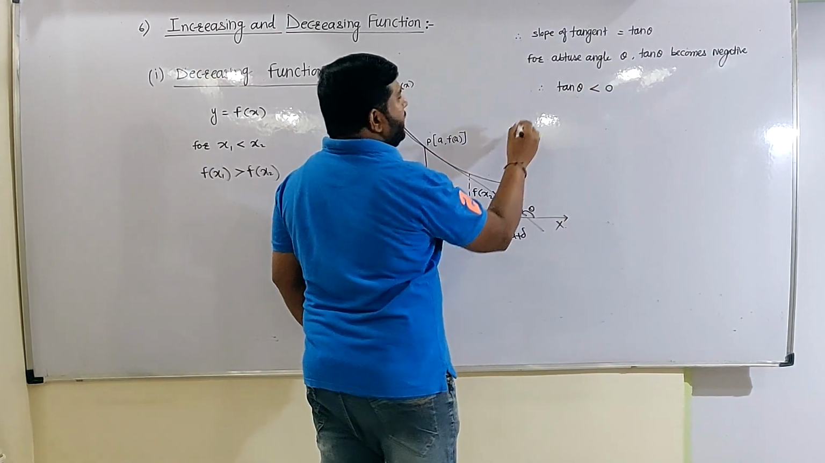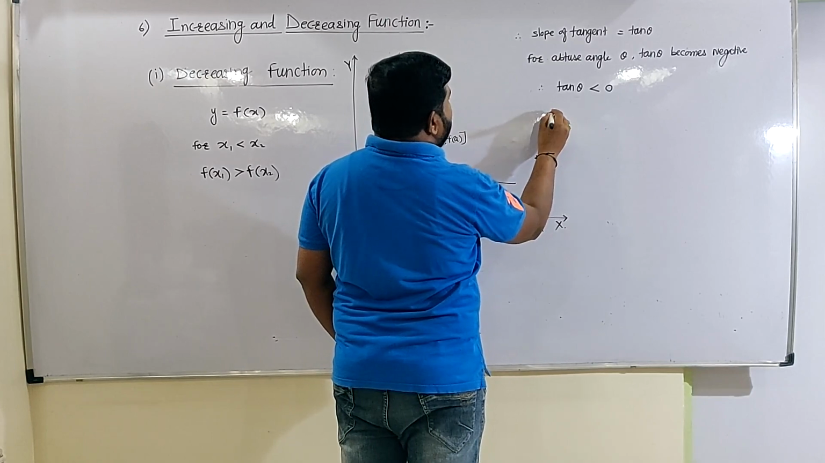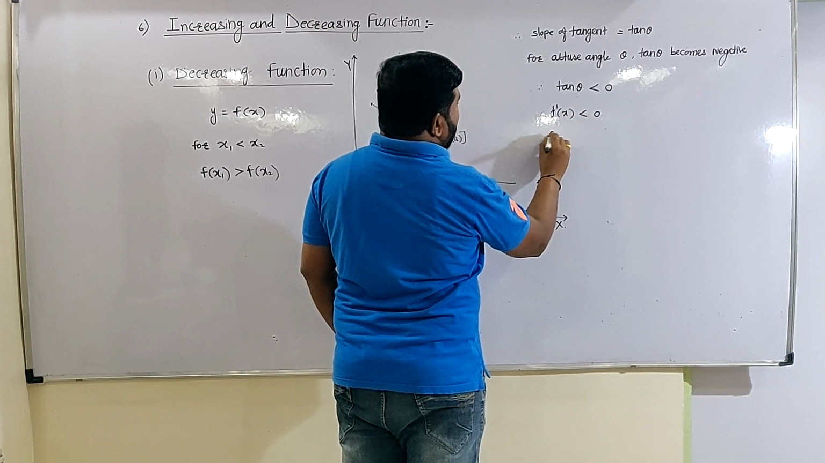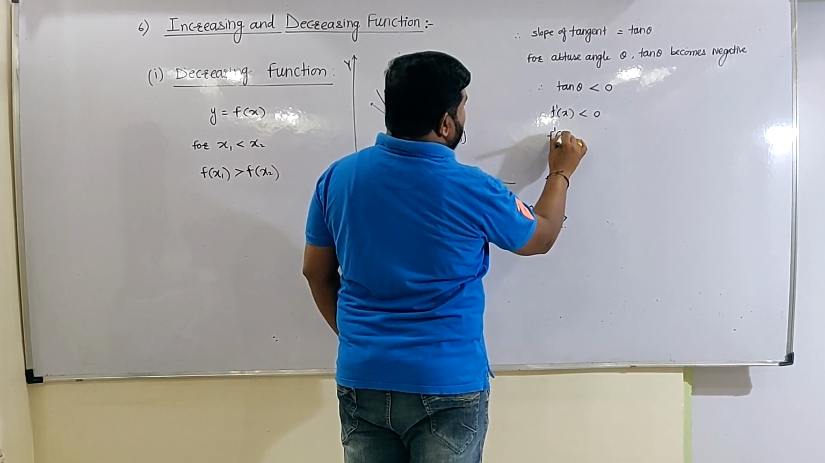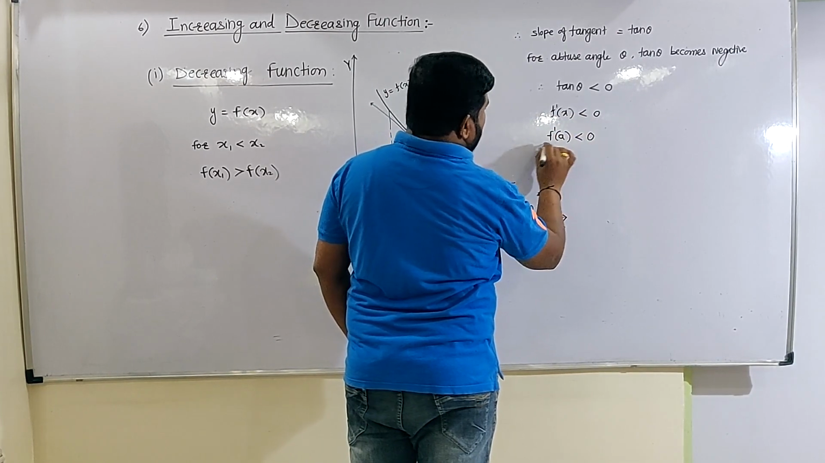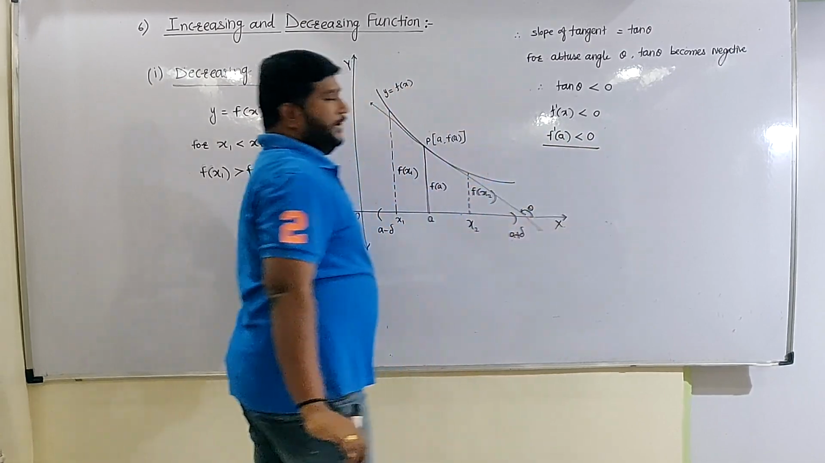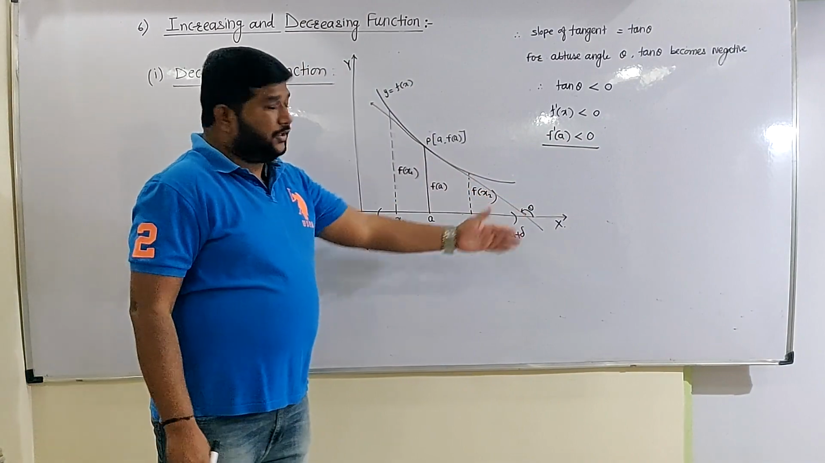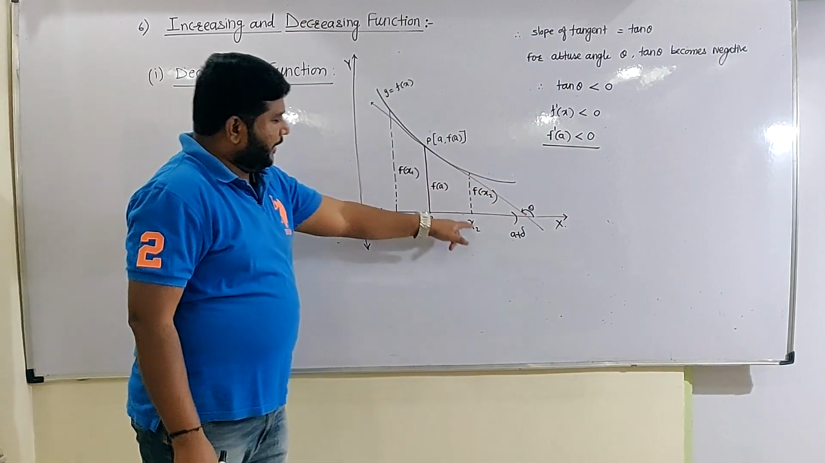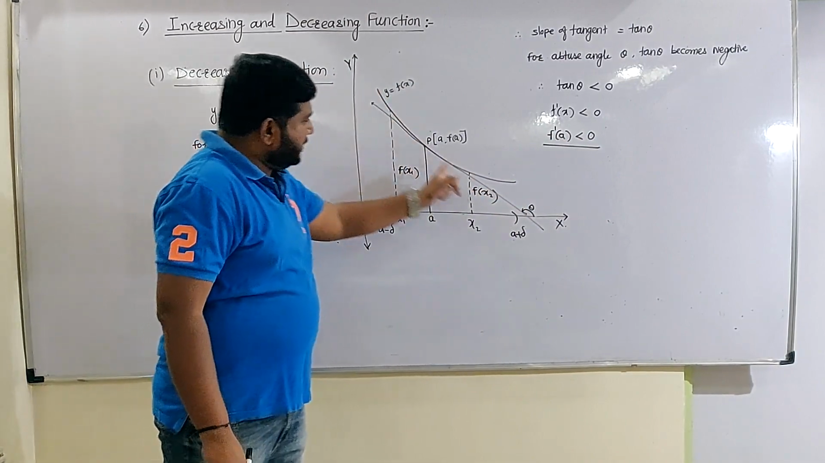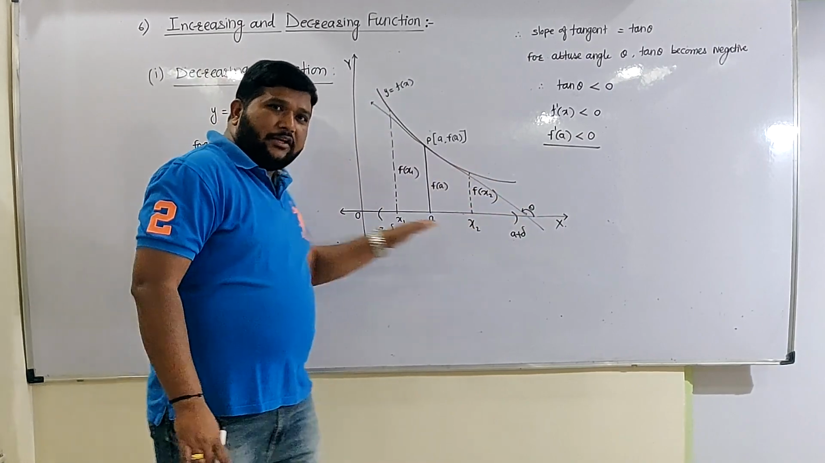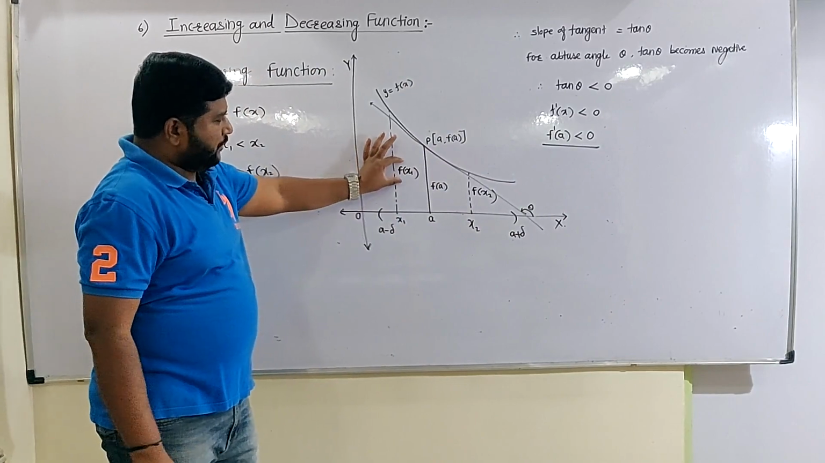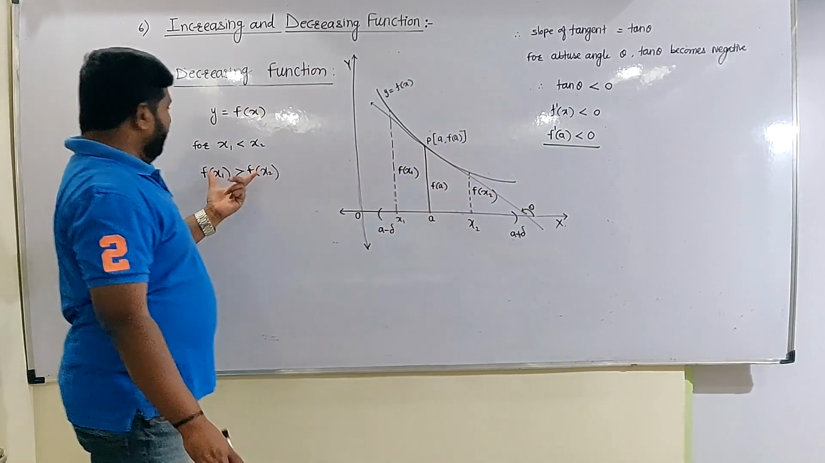But what is actual tan theta? Tan theta is the slope of tangent, that is f dash of x, which is less than 0. So for any point x is equal to a, f dash of a is less than 0. So this is called decreasing function. So very clear, by graph you observe this, x1 is less than x2, but this graph is decreasing. Last time it was rising, this time it is decreasing. Therefore f of x1 is greater than f of x2.